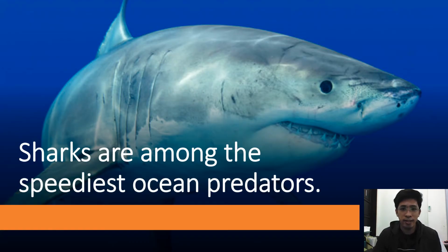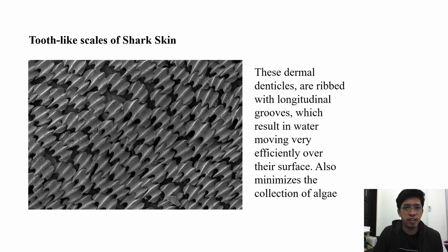By the way, sharks are among the speediest ocean predators. And why is that so? If you've observed, or if you have seen in movies, sharks actually swim very fast. And you know why this is so? This is because of the tooth-like scales of shark skin.